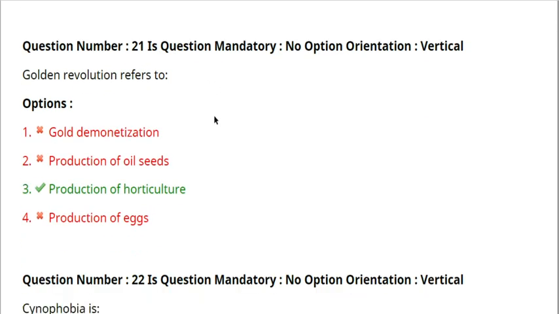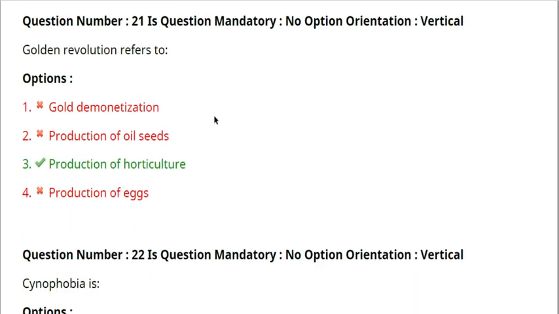Okay, next, golden revolution refers to production of horticulture. White revolution refers to increase in milk production. White revolution is also called operation flood. Last time one question was asking what is the main mechanism of operation flood. It is increase in the milk production coming under white revolution. So this question also repeats in the ICMR JRF examination.